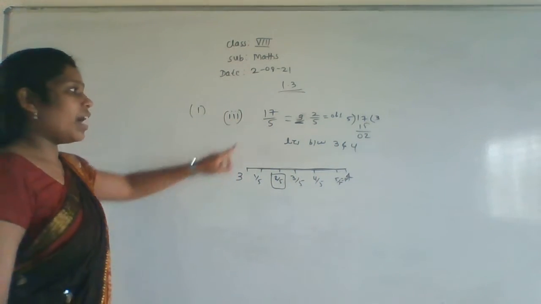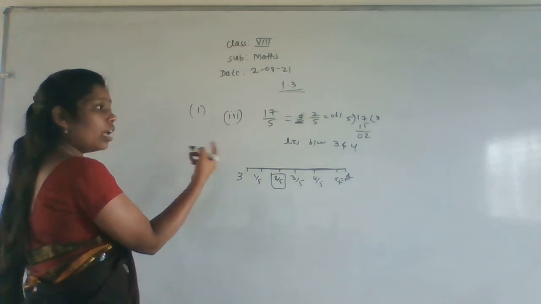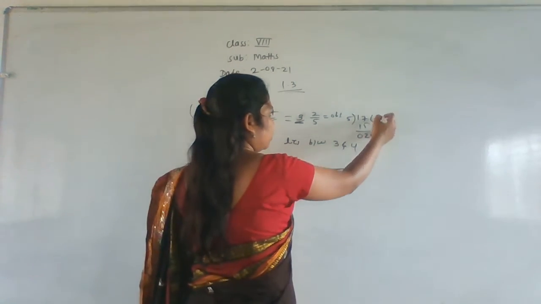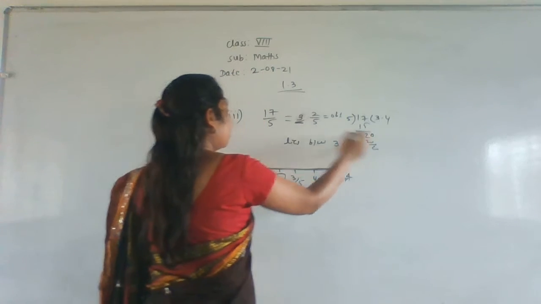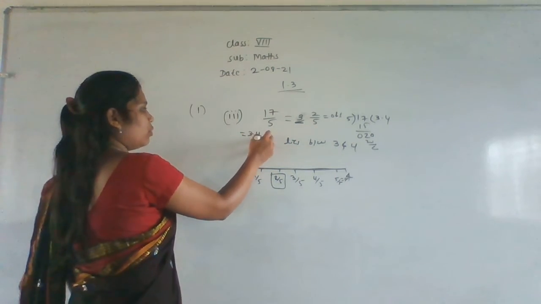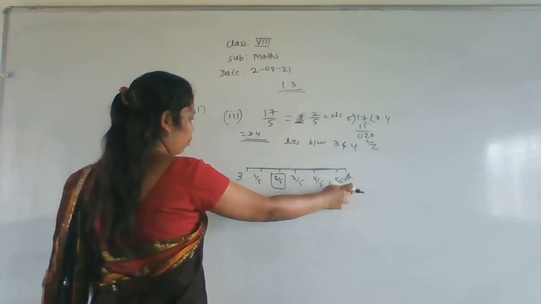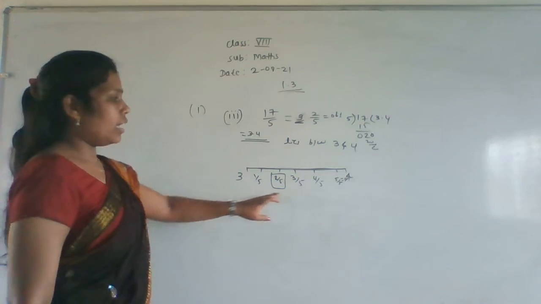So 17 by 5 is nothing but, or else you can do directly here. This will be 3.4, right? So it is nothing but 3.4. 3.4 is between the 3 and 4. Or you can make it like this.